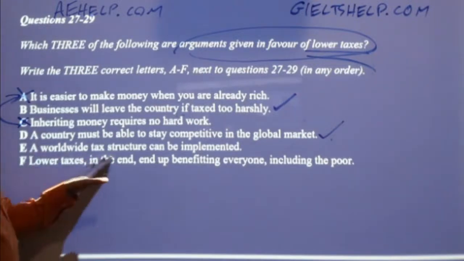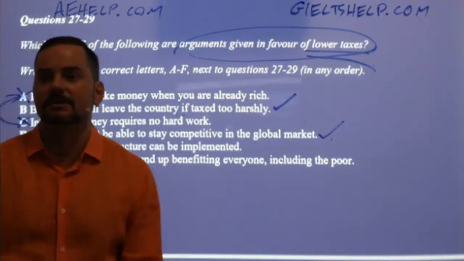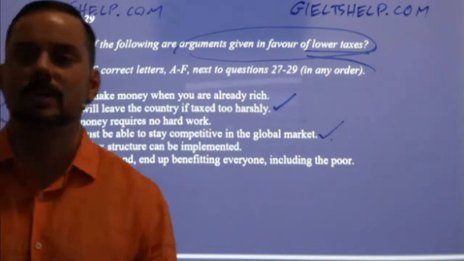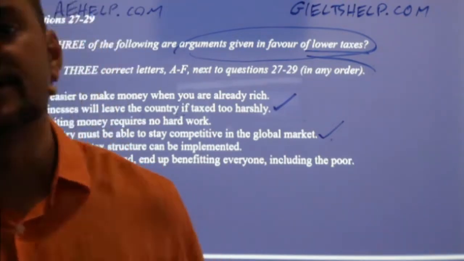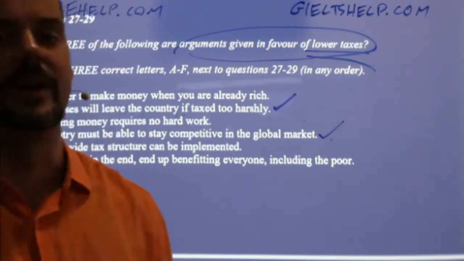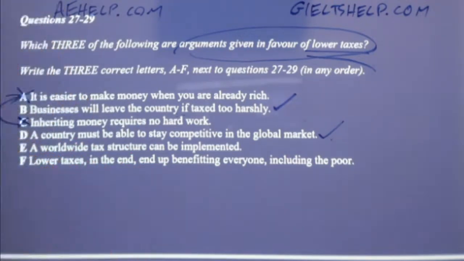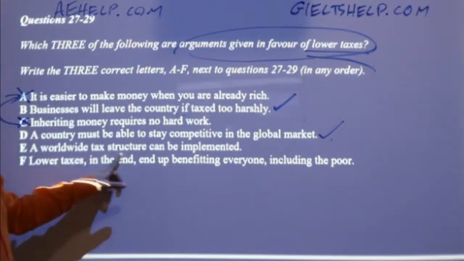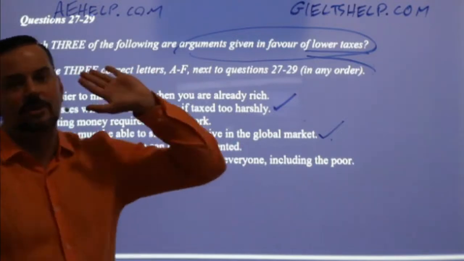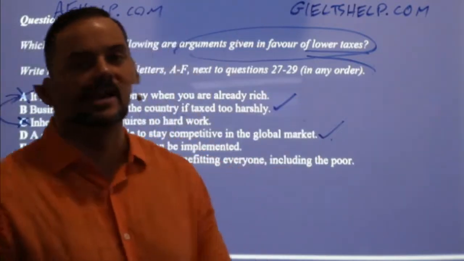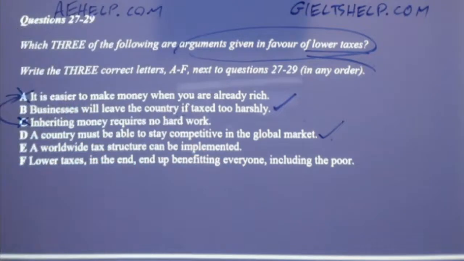E, a worldwide tax structure can be implemented? Absolutely not. Come on, ladies and gents. That's not realistic. Not in our lifetime. Can you imagine a worldwide tax structure? Wow, that would really change the entire planet. But definitely not going to happen. Maybe in the future, but not right now. They even joke about it. They even say, oh, by that time, there'll be other planets with different tax structures, right? So not E.